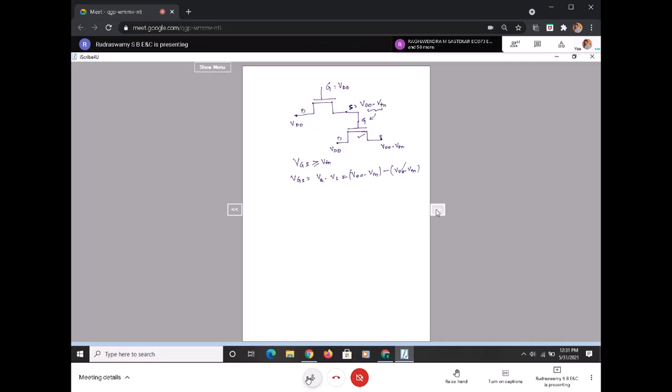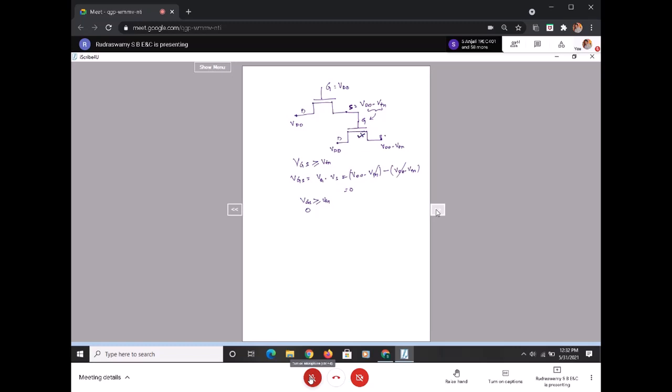It becomes 0. This and this cancel. It becomes 0. That means VGS should be greater than or equal to VTN. But VGS I just got 0. So this cannot be on. It has to be off. So what will I be expecting here? It has to be 0. Yes. Now tell me, it is still on.